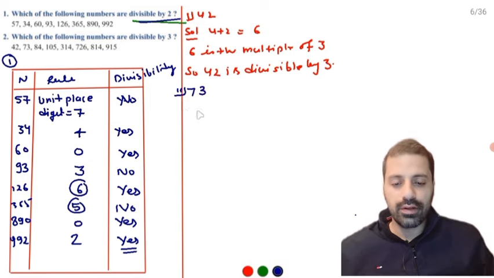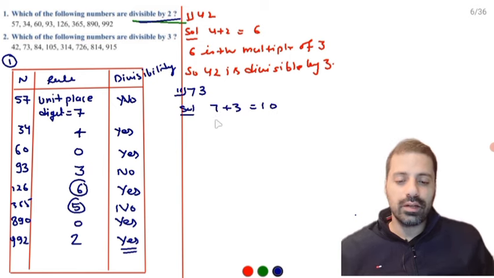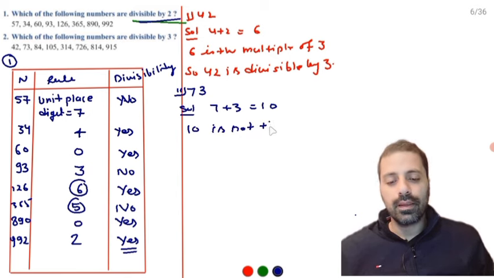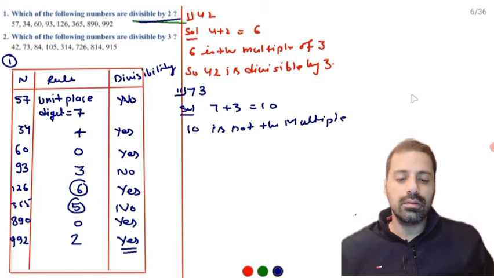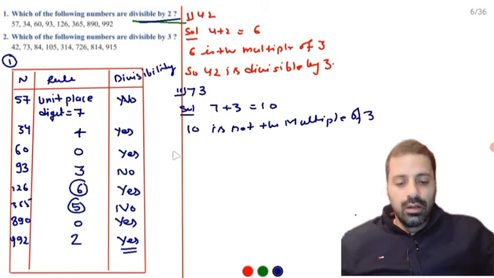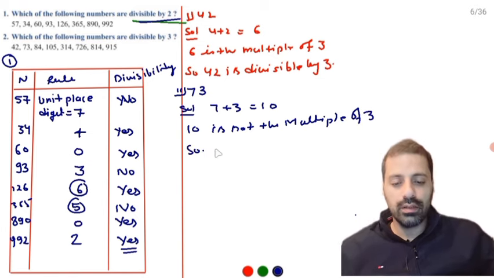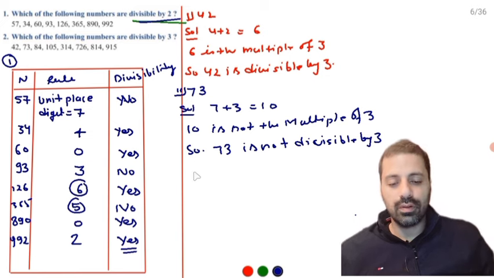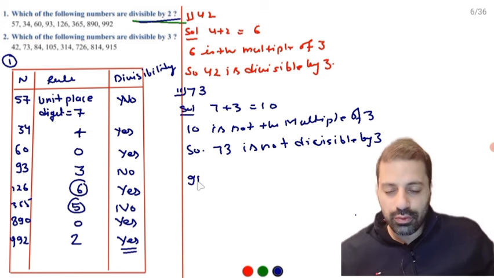Now the second, 73. Let's solve this. Check first: 7 plus 3 is equal to 10. So we can say that 10 is not a multiple of 3. So it means that 73 is not divisible by 3. Okay, now in the same manner you can solve all the questions.